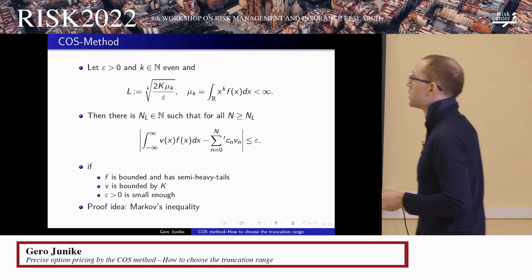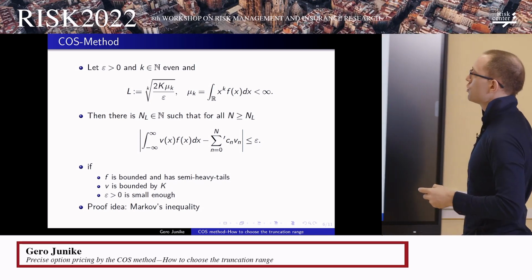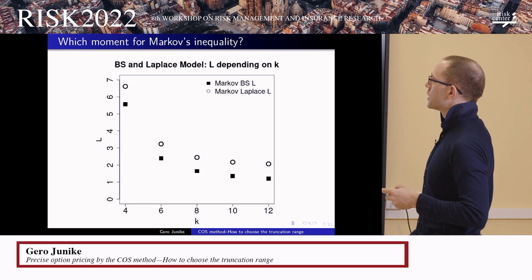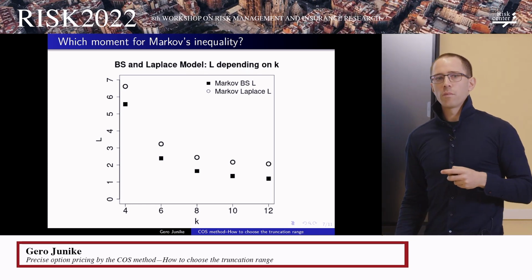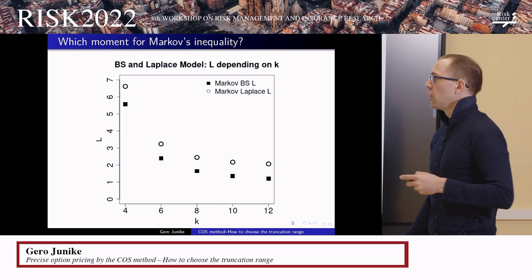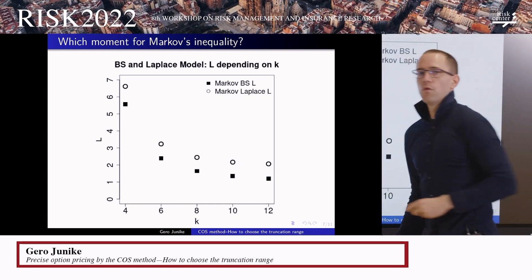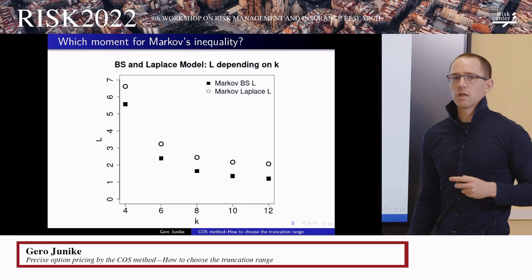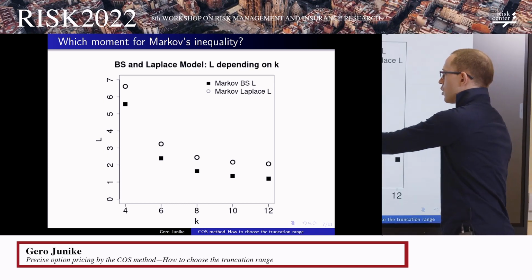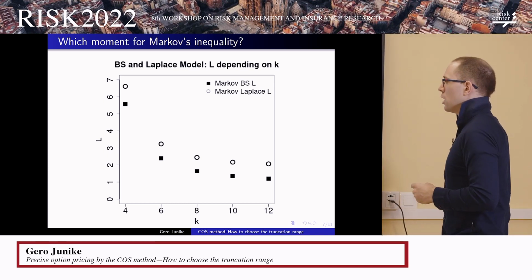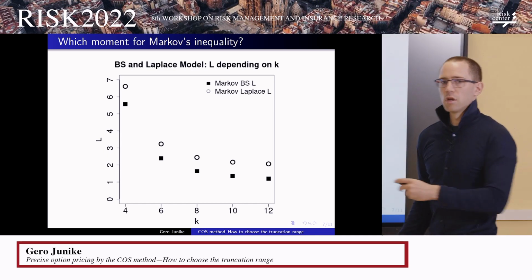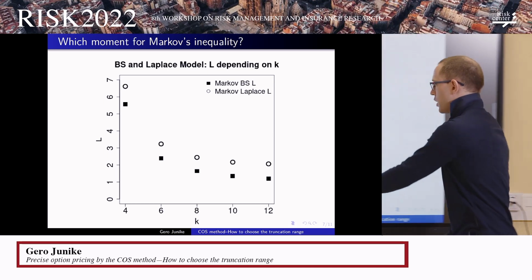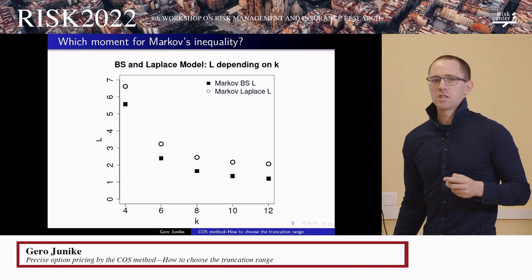The next question is how this k should be chosen. Here in this figure, you see for the Black-Scholes model and the Laplace model the value L for different choices of k. And we see that for large k, the value L somewhat converges. And we suggest to use k equal to 8 in practice, because if k is greater or equal than 8, then L does not change much anymore.